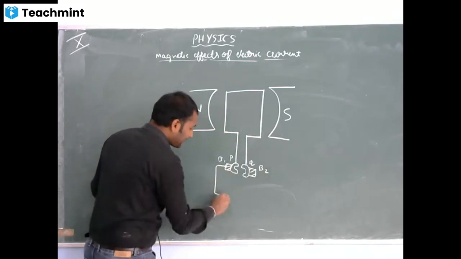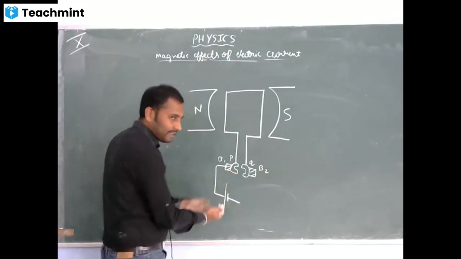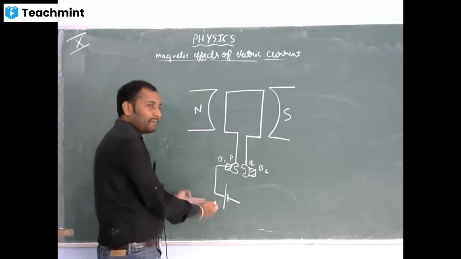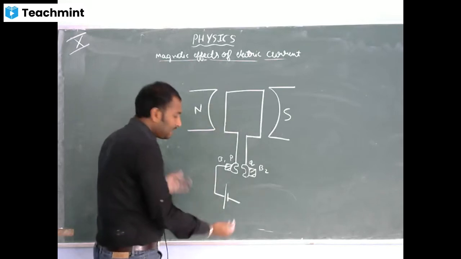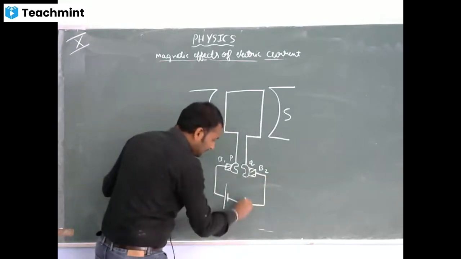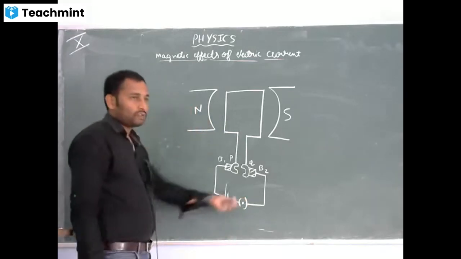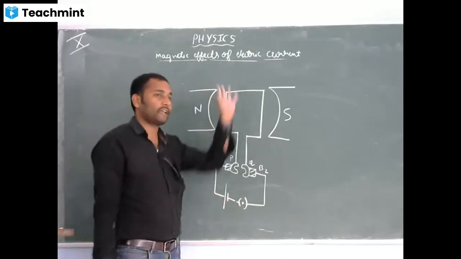And further, this is connected to a battery, because the electrical energy we give will be converted into mechanical energy. So this is connected to a plug key. When the plug key is on, current will start flowing.